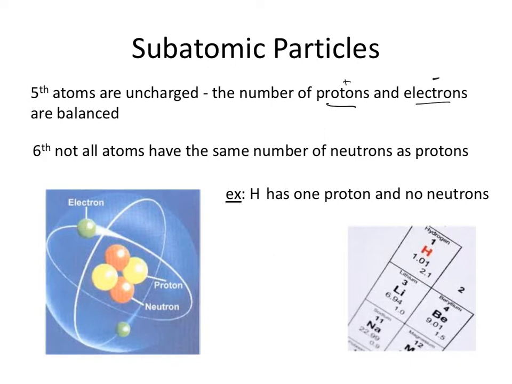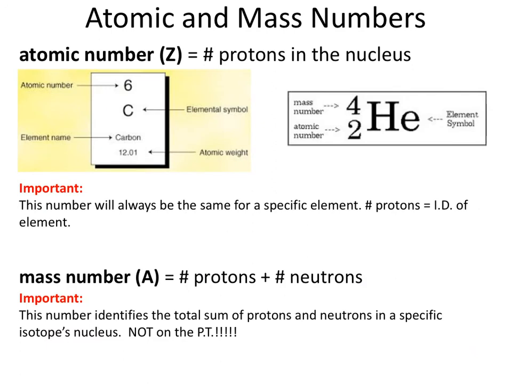The second concept that we need to know is that atoms are not all going to have the same number of neutrons as protons. And we're going to talk about those with respect to isotopes here in a sec. Okay, so let's go ahead and discuss some identifying features that we can get off of periodic tables, as well as different notation formats that are provided in most chemistry textbooks.